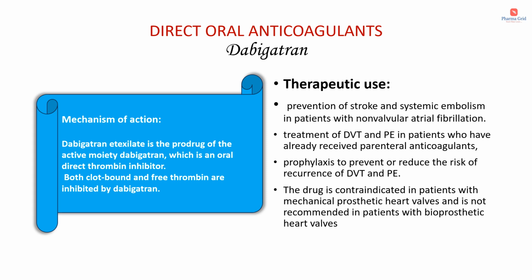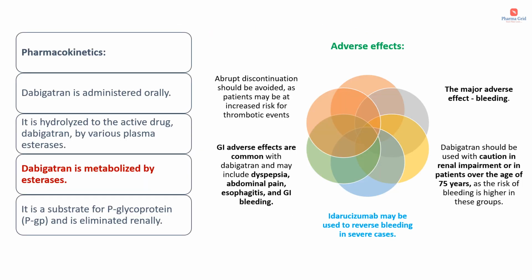Its therapeutic uses include prevention of stroke and systemic embolism in patients with non-valvular atrial fibrillation. It is also used for the treatment of deep vein thrombosis and pulmonary embolism in patients who have already received parenteral anticoagulants, and for prophylaxis to prevent or reduce the risk of recurrence of DVT and pulmonary embolism. The drug is contraindicated in patients with mechanical prosthetic heart valves and is not recommended in patients with bioprosthetic heart valves.